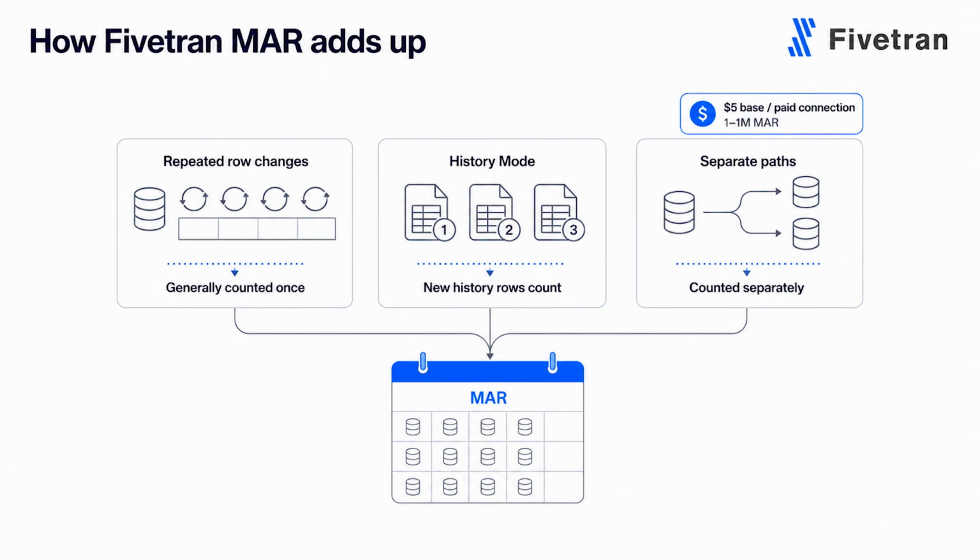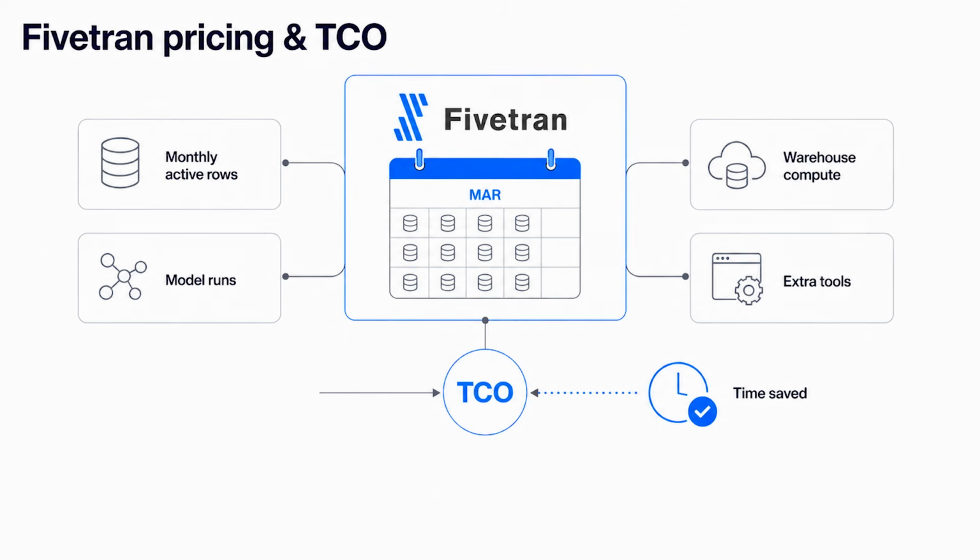Fivetran also applies a $5 monthly base charge to each paid connection, generating between 1 and 1 million MAR. Free plan connections are excluded. Fivetran's pricing can work well when data changes are stable. Forecasting gets harder when active records, connections, destinations, or activation flows change. The useful question is, how many distinct rows will become active across each part of this setup every month?